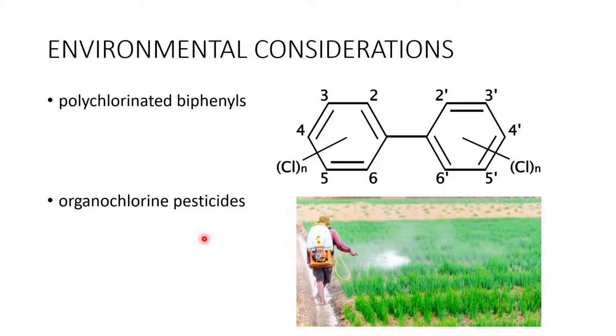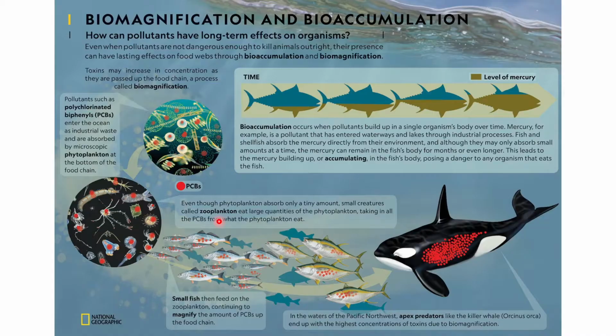Then also organochlorine pesticides are poorly degraded, and they are lipophilic and accumulate in the body fat, resulting in tissue residues, and they lead to chronic intoxication. Also they can be incorporated in the food chain, which can result in biomagnification and bioaccumulation. So what is biomagnification?